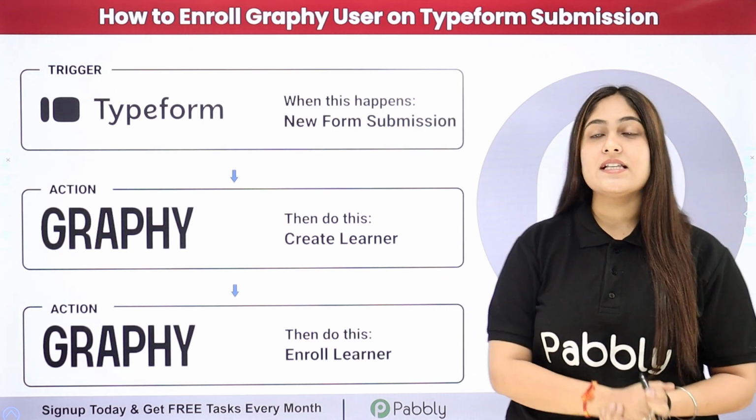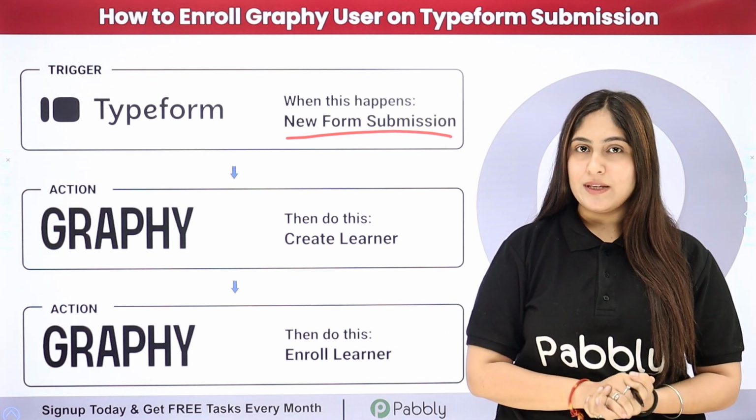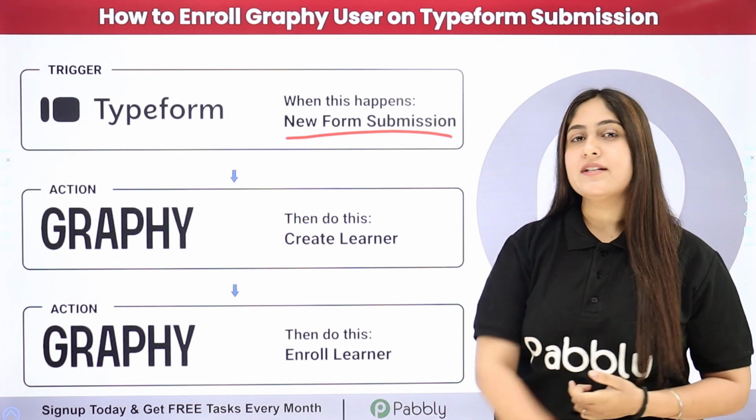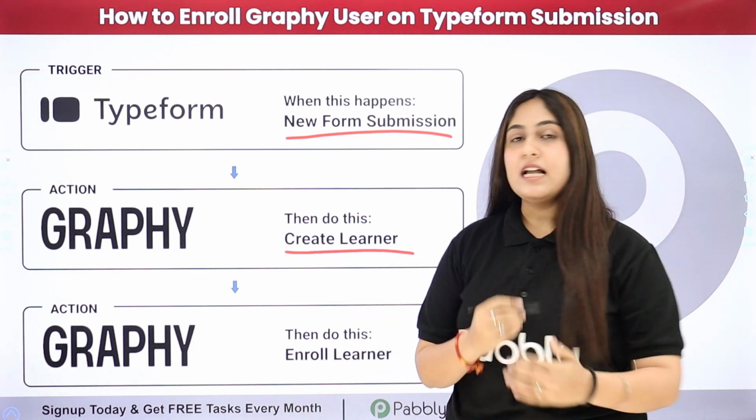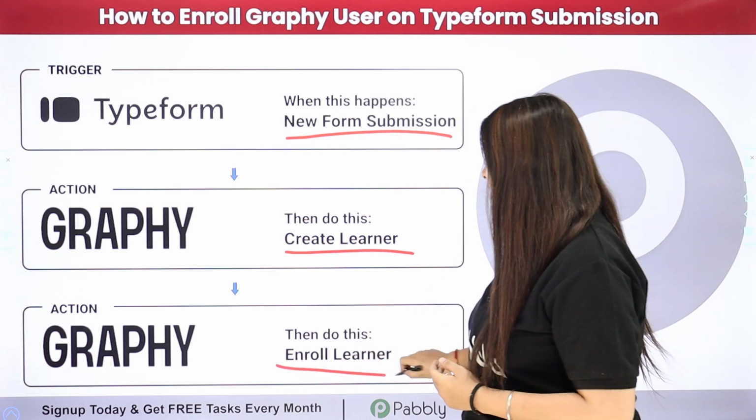So here my objective is that whenever I receive a new form submission, then automatically the person who has made the form submission should be created as a learner in my Graphy account, and after that automatically the learner should be enrolled in a specific course in my Graphy account.